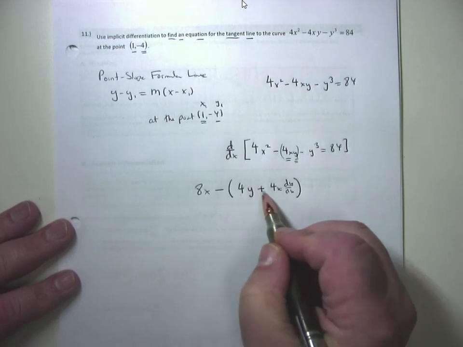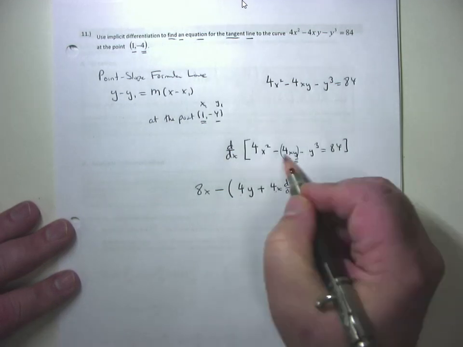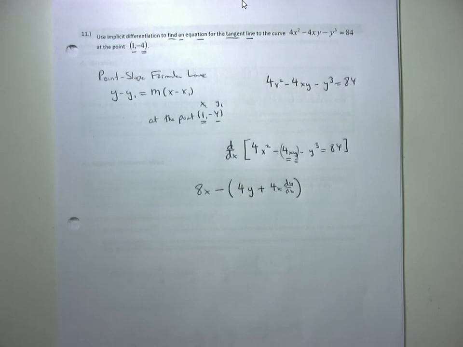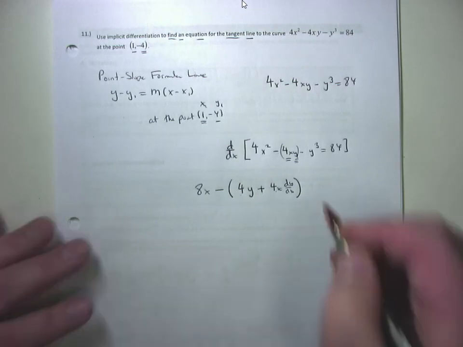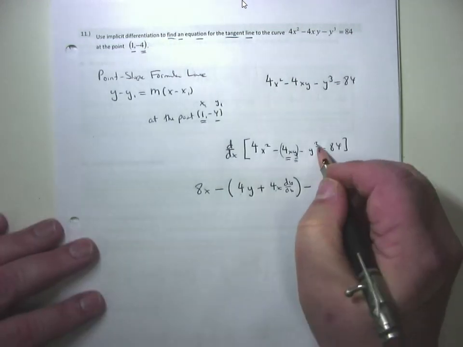That's classic product rule. Derivative of the first times the second plus the first times derivative of the second, and you don't have to worry about your negative being out in front. You can distribute later and get the right answer. Minus, what's the derivative of y cubed?